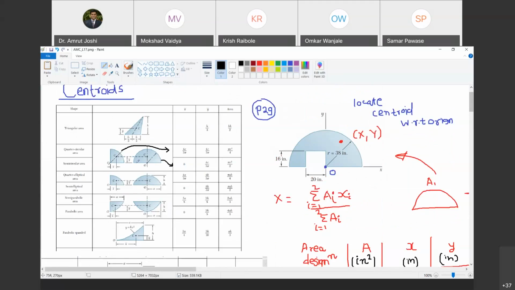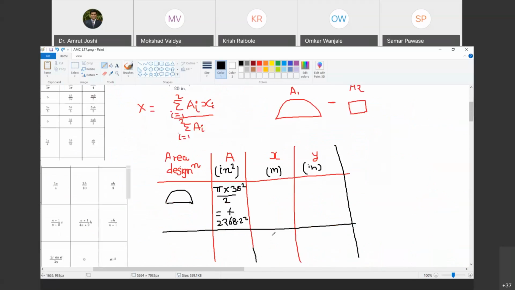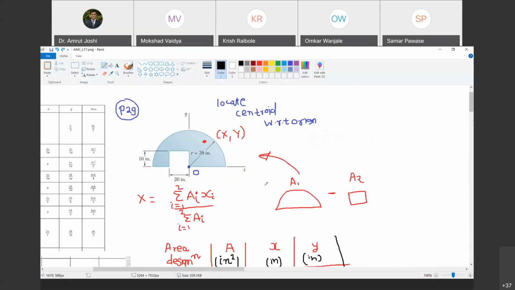For a semicircle, what is y bar? That is the distance from this center, the vertical distance, the y directional distance. That is 4r by 3 pi. Do you agree with me? Yes, sir. 4r by 3 pi. So we are going to use that. So therefore, what is x bar? 0. Why? Because our origin lies at the center of the circle.